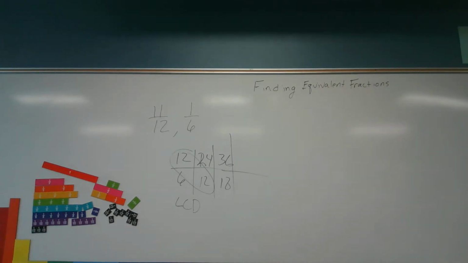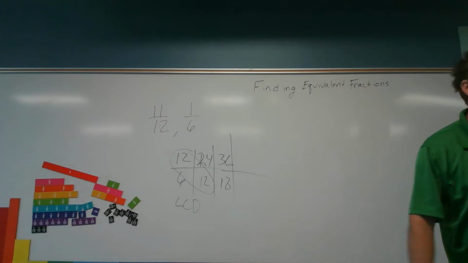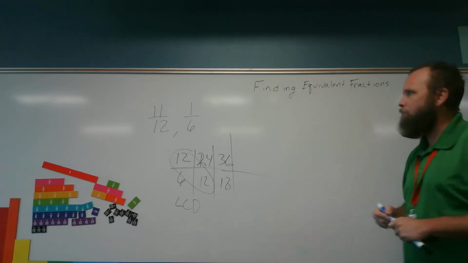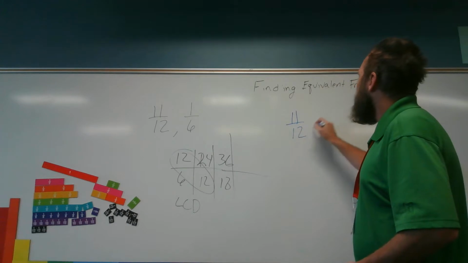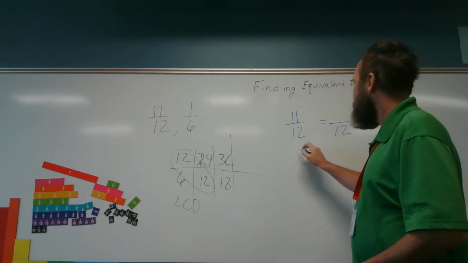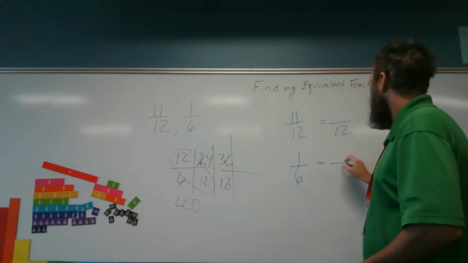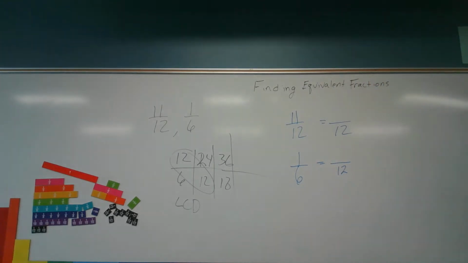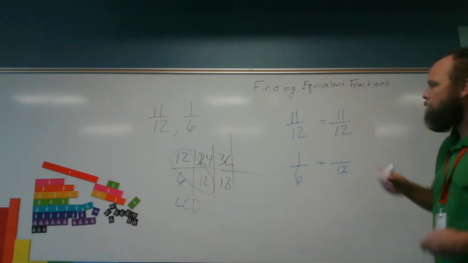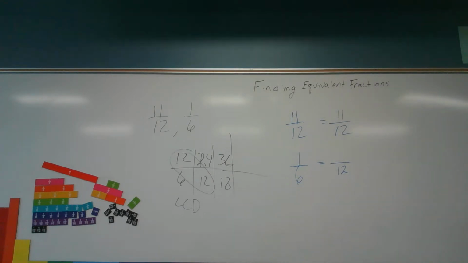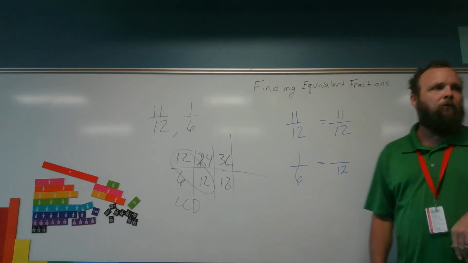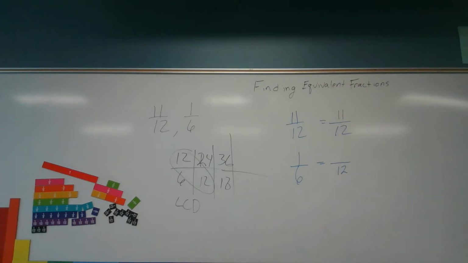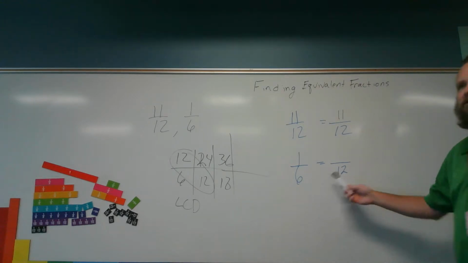Once I know that 12 is my least common denominator, I'm going to change both of these fractions into something over 12. Now 11/12 is already over 12, so I don't really need to change that. Now I need to change 1/6 into something over 12. Victoria, what do you multiply by 6 to get 12? 6 times what is 12, Victoria?